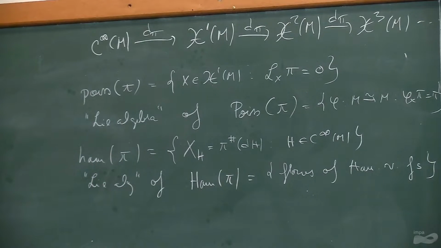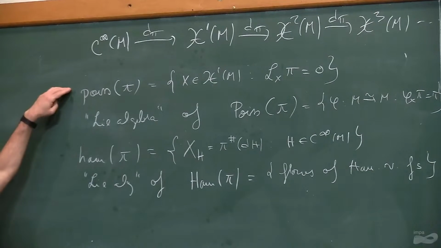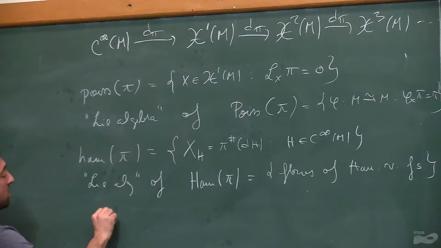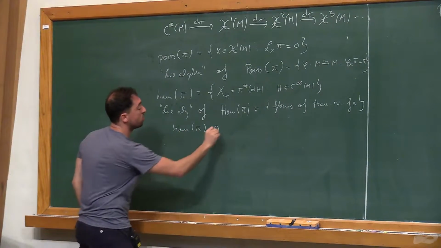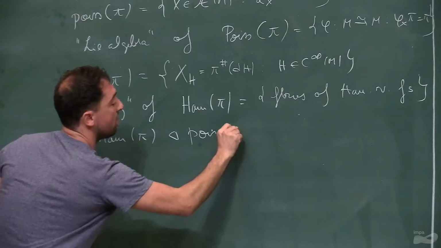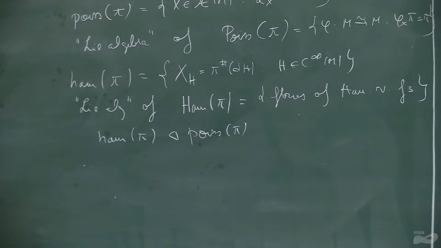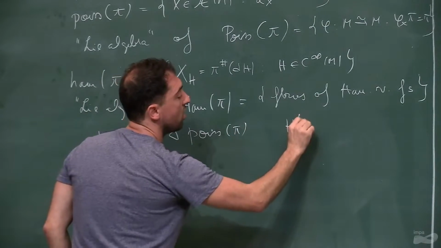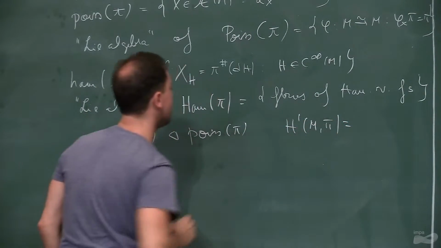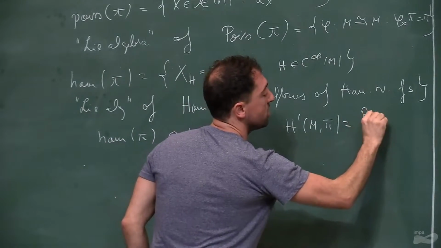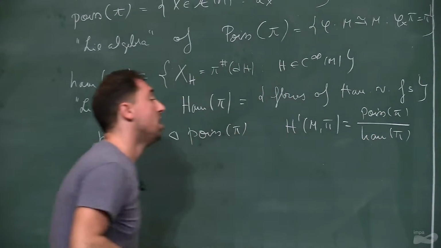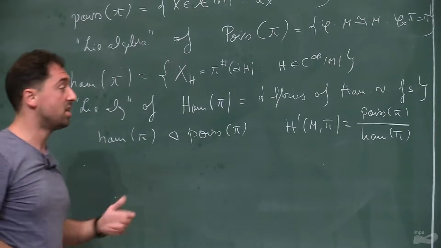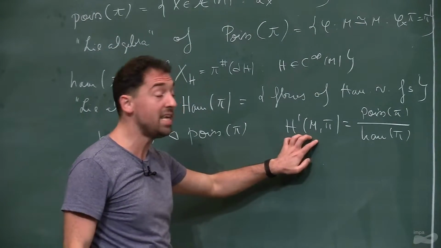Okay, so then the relation between these two is, the Hamiltonian Lie algebra is an ideal inside the algebra of Poisson vector fields, and therefore H1 of M pi is the quotient, right? So it's the Poisson vector fields of pi modulo the Hamiltonian vector fields of pi. And therefore, you can think about it as being the Lie algebra.